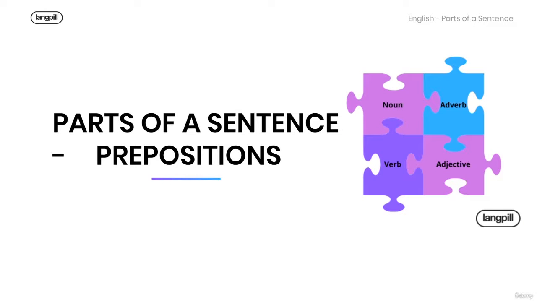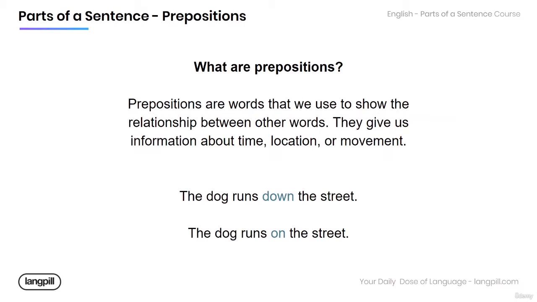Right, now in this lesson, we're going to talk about the part of speech called prepositions. So what are prepositions? Well, they are words that show the relationship between other words. So they give us information about the time or the location or the movement of these words. So let's look at our examples here.